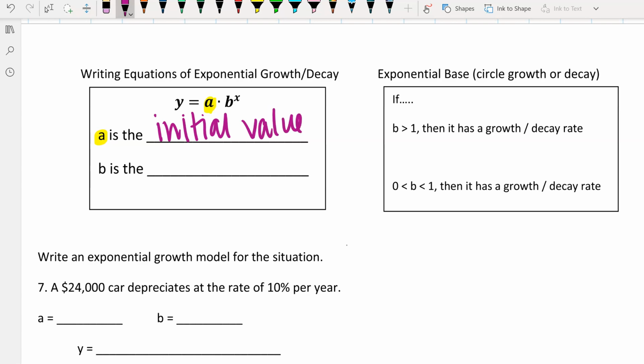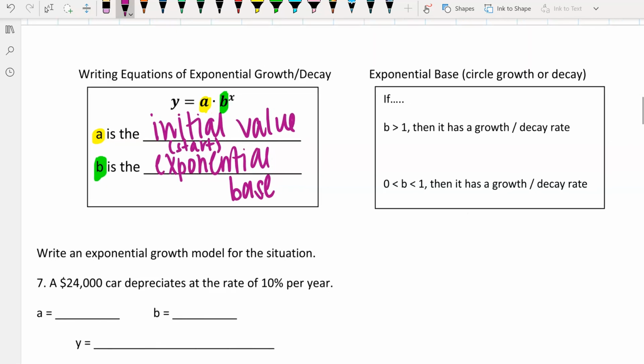Okay, it's a starting point. So initial is also like a starting point. It's where you start. B here is our base. We've been talking about that for a little while, and we'll keep referring to it as an exponential base. But the A is referred to as the initial value or starting point. So make sure you recognize the initial value.